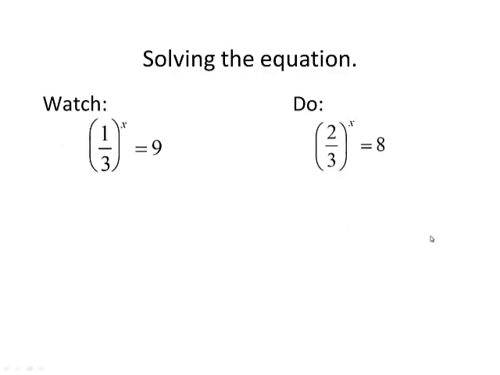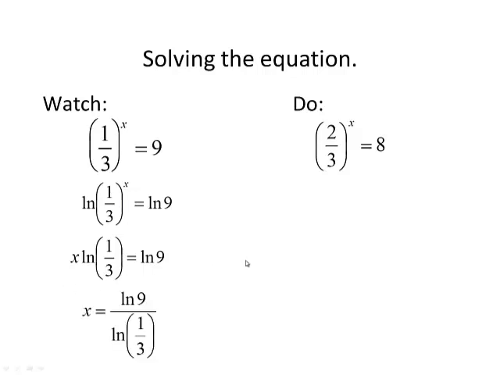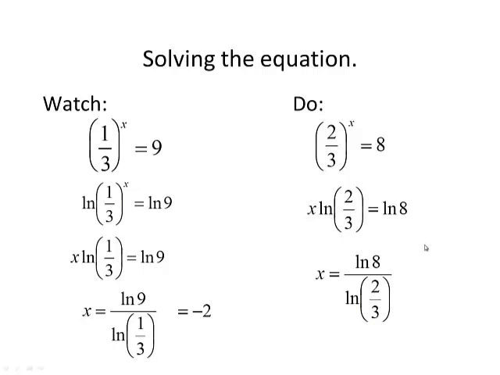Next. Watch me do this. This is basically the same problem as we just did before. We're going to take the natural log of both sides, and then we can move the x to the front. Divide both sides by the natural log of 1/3. Finishing this off with my calculator, I get -2. Following the same steps on this side. You finished? Then I get that, and the final answer is -5.129.